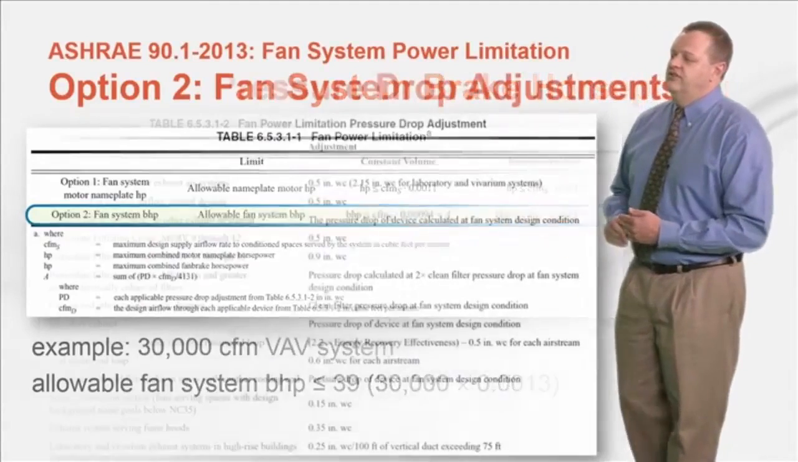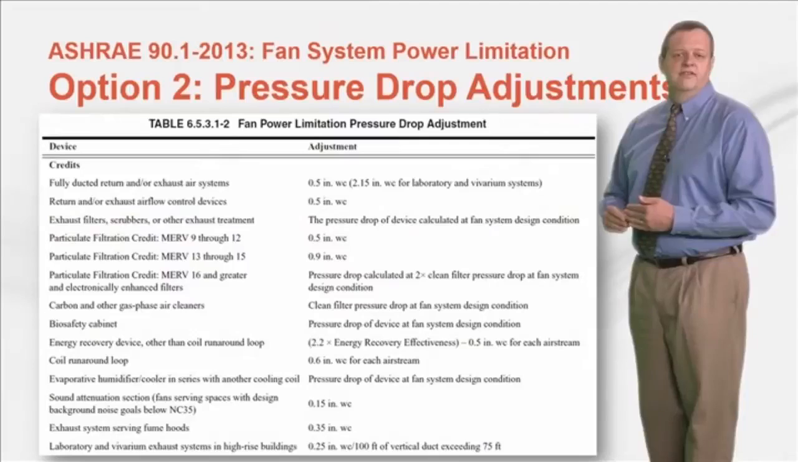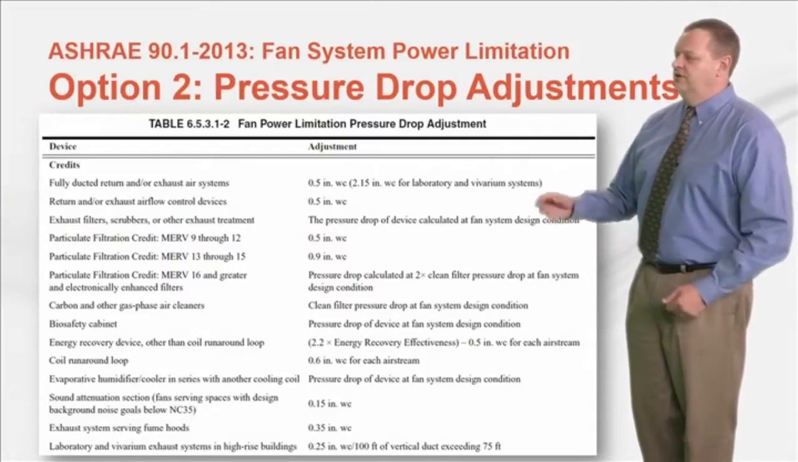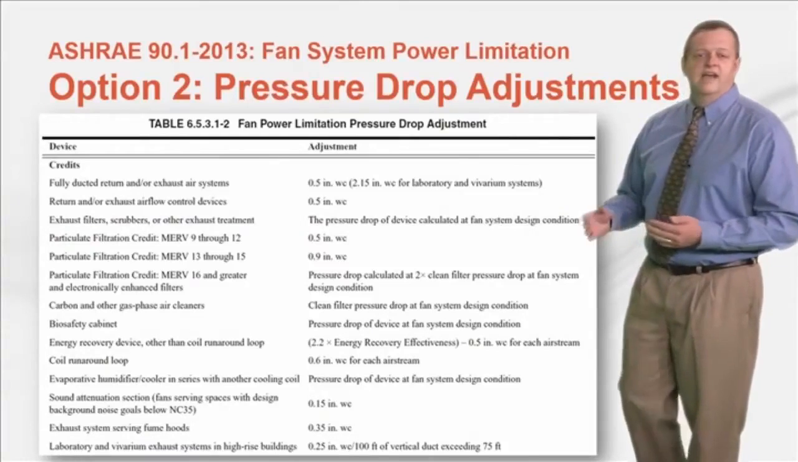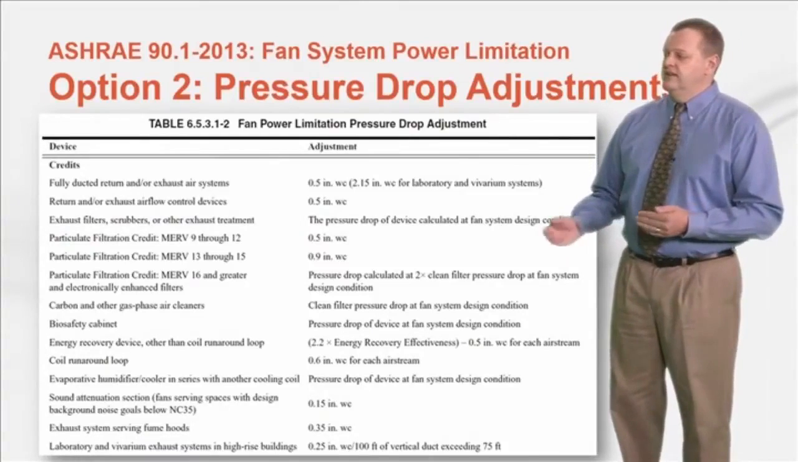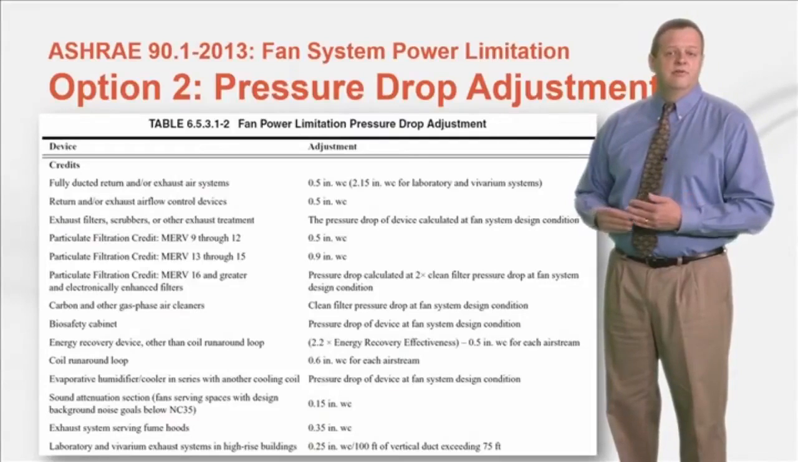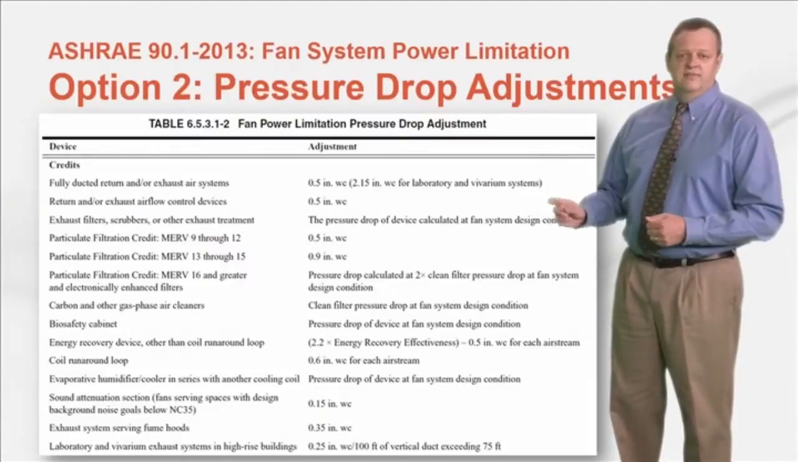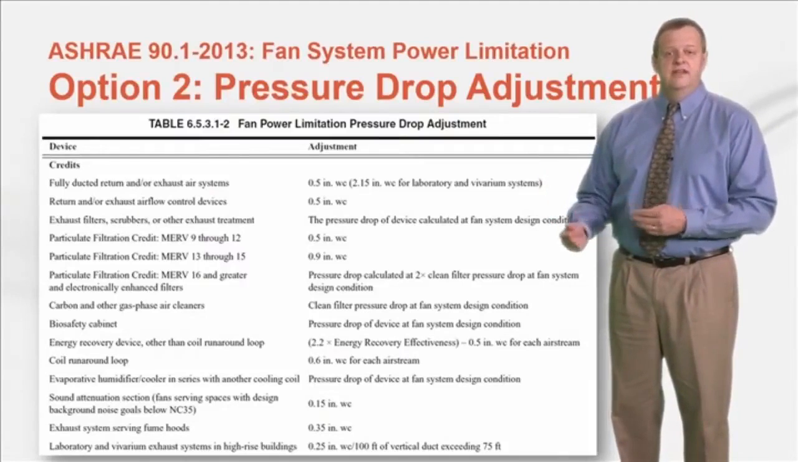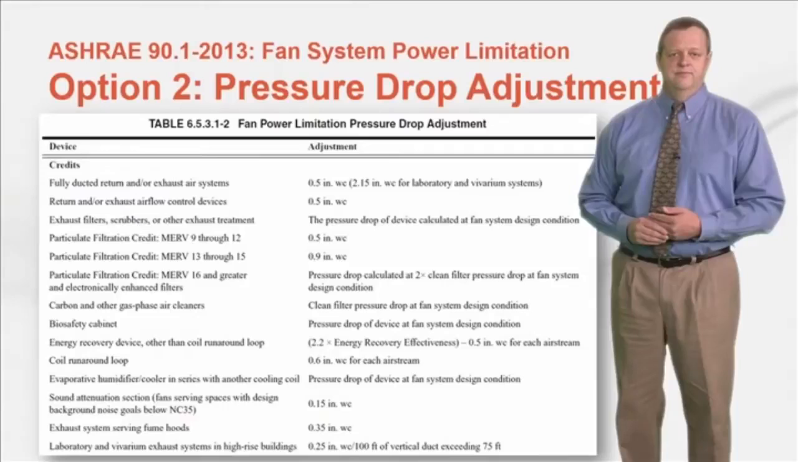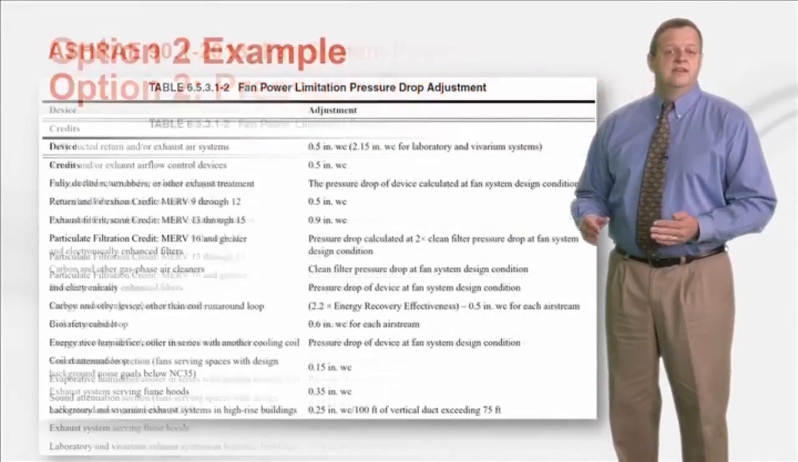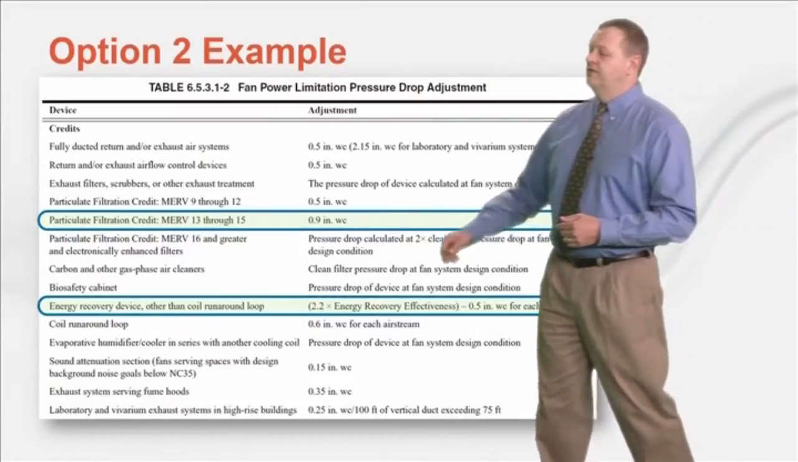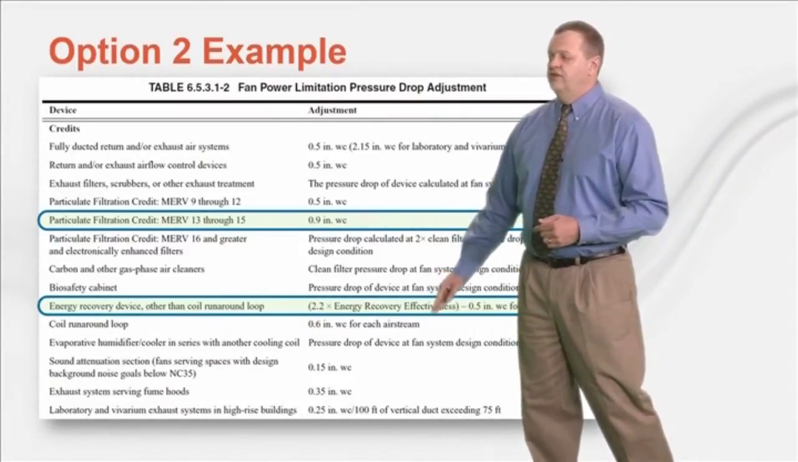A second table in the standard includes the adjustment factors for things like fully ducted return or exhaust systems, return or exhaust control devices, high efficiency filters or air cleaners, heat recovery and evaporative cooling devices, or even sound attenuators. These pressure drop adjustments then become a credit that increases the allowable fan system power. To demonstrate, consider if our 30,000 CFM VAV air handler includes a MERV 13 filter and a total energy wheel.